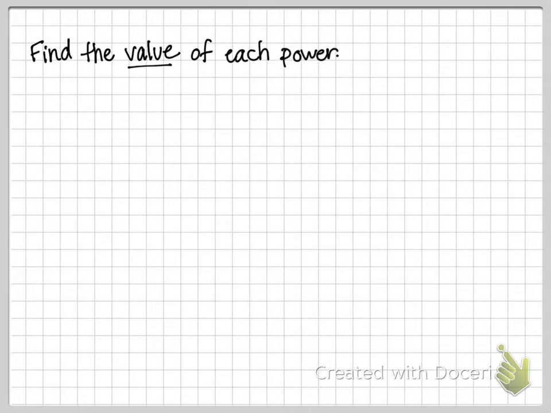We left it as a power. In this case, it tells us to find the value. So in this case, we're going to actually have to do the math and find out what that power equals. So let's look at an example. 7 squared. Now it's important to remember that an exponent means repeated multiplication. It does not mean that you multiply the base by the exponent. That wouldn't get us the right answer.